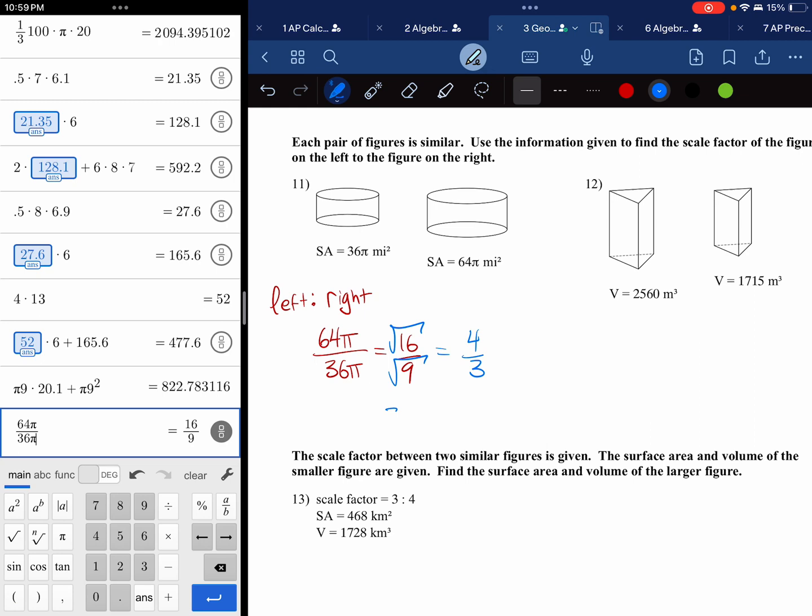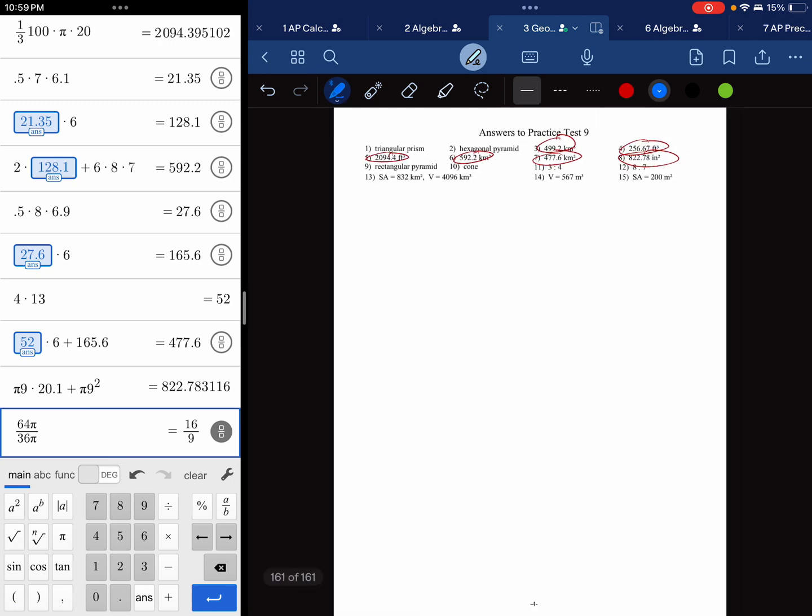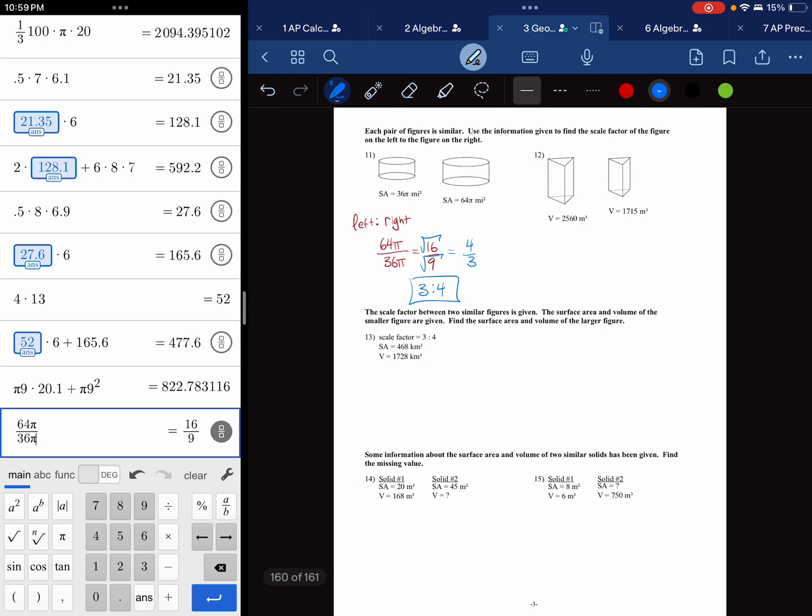So our ratio is 3 to 4. So number 11, 3 to 4. Excellent.